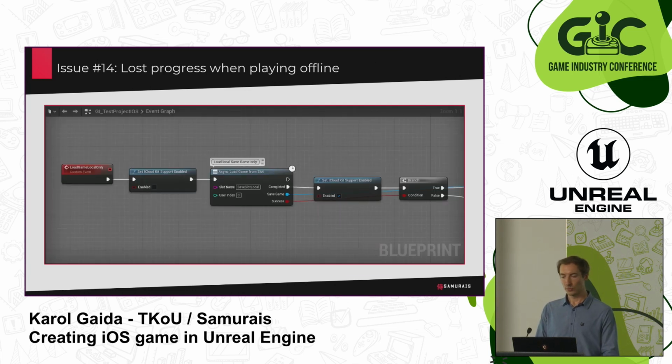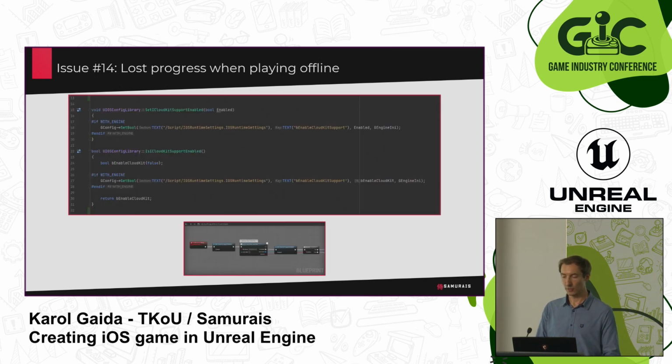My first approach was to dynamically disable the CloudKit support. I wanted to stop the cloud synchronization for a while, load the local save, and then enable the synchronization again, and allow the game to download the data from the cloud. I implemented that by accessing the GConfig global variable and modifying the enable CloudKit support. This was a good try, but in the end it doesn't work because the online subsystem iOS is initialized at the game startup, and changing the config variable makes no effect in runtime.